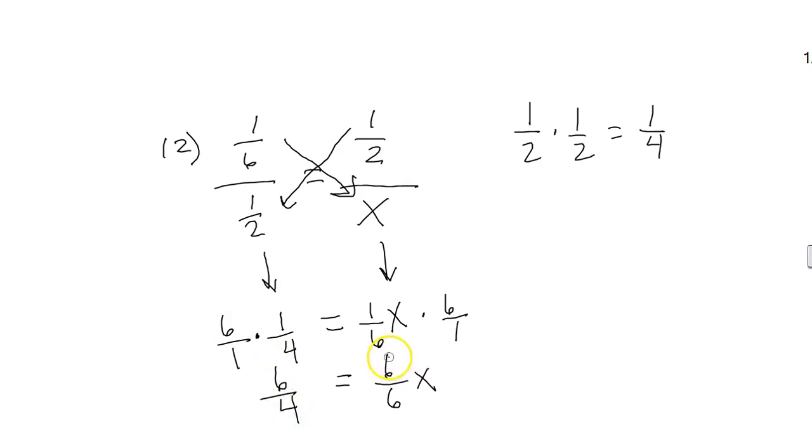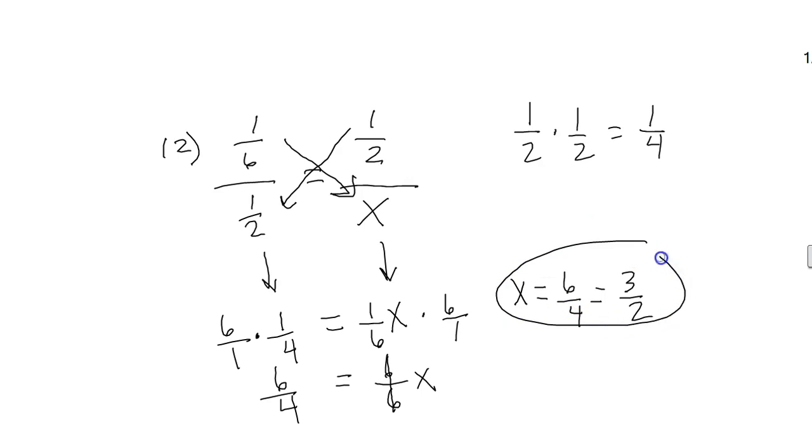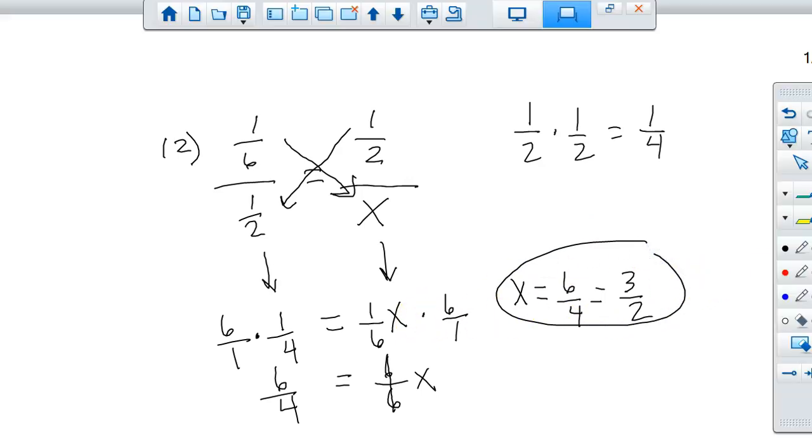Okay, so the final answer to this is x must be 6/4, which you can reduce if you divide the bottom and top by 2 to get 3/2. So in other words, 1/6 divided by 1/2 is equal to 1/2 divided by 3/2. That's what will make these two sides equal. So the answer to number 12 is right here, 3/2 for number 12.